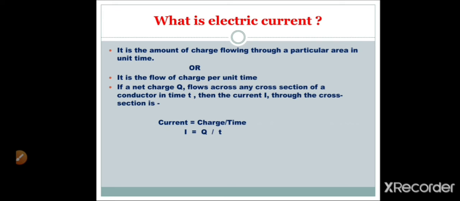Now what is electric current? It is the amount of charge flowing through a particular area in unit time, or it is the flow of charge per unit time. If we take the net charge as capital Q, which flows across any cross section of a conductor in time t, then the current, represented by capital I, through the cross section will be I equals Q upon t, that is, current equals charge upon time.